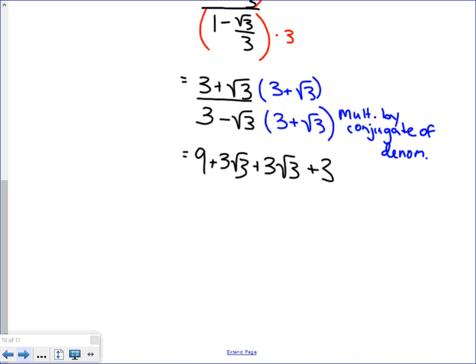The denominator is going to be a little bit nicer because you'll do your first terms. 3 times 3 is 9. Your outside terms will be plus 3 square root 3. Your inside term is minus 3 square root 3. That's why you did that, right? So that the radicals would cancel out. So I usually, when I'm doing my work, I usually don't write those things down. And then this one will be a minus 3.